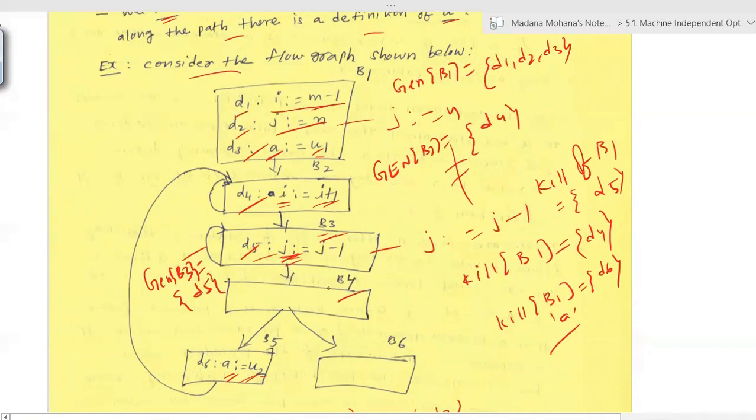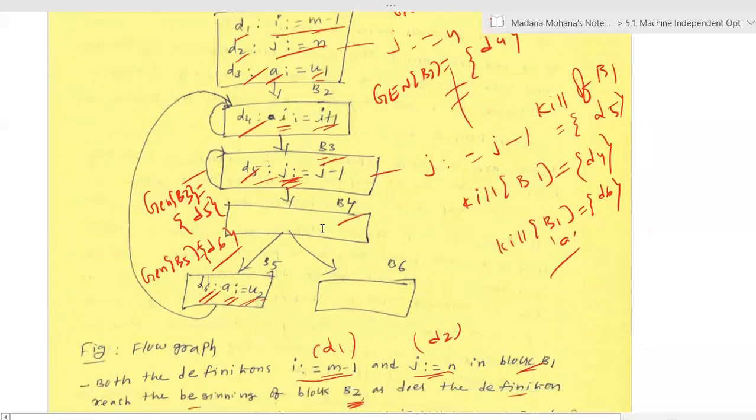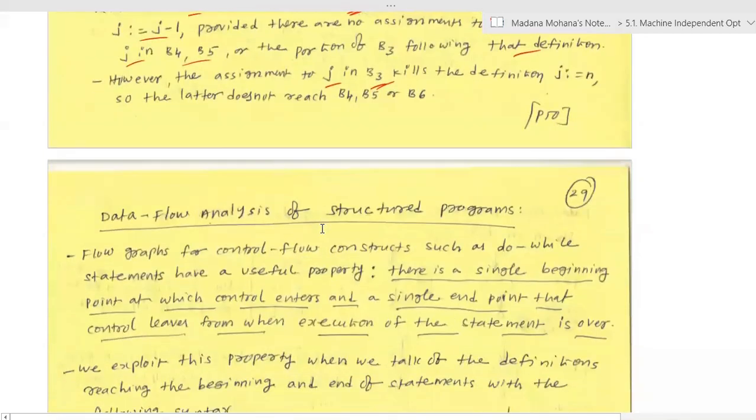B4 and B6, there are no definitions. Then for B5, gen of B5 equal to only one definition is used, that number is D6. So like that, we can find gen and kill values. Using these values, using the data flow equation, we will find in and out values.